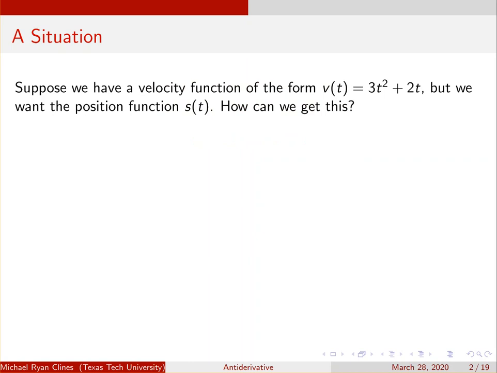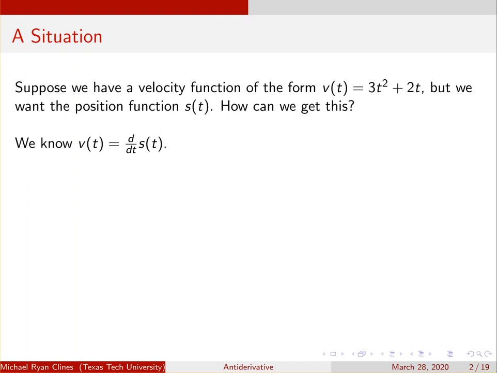So consider this situation. Suppose we've been given some kind of velocity function in this form: v of t is equal to 3t squared plus 2t. But we want to find the position function s of t. How can we get this function? Usually we're given a position function and we want to find the velocity function, but now it's the other way around. We have a velocity function, but we want to work back up, so to speak, to get our position function. So that's what we're going to explore.